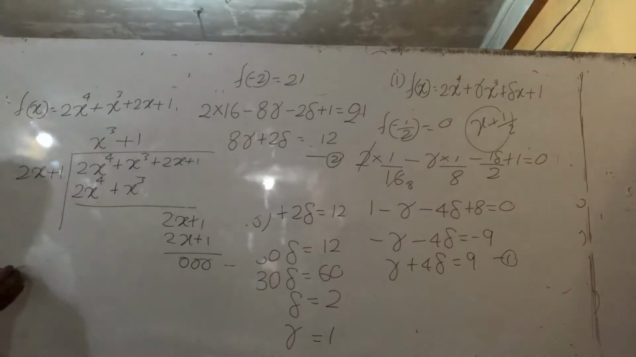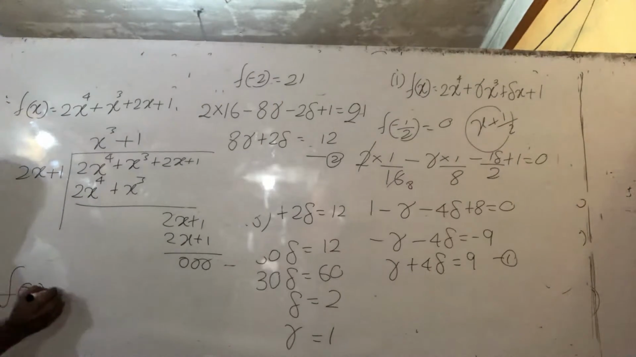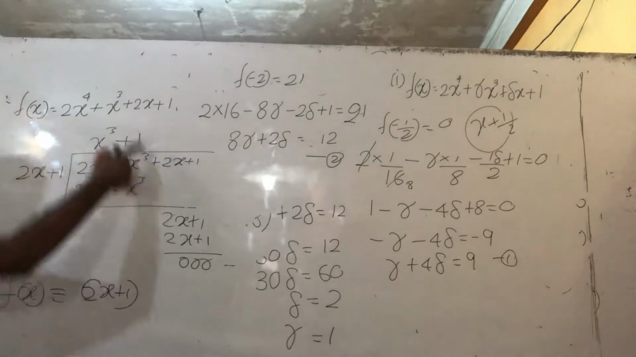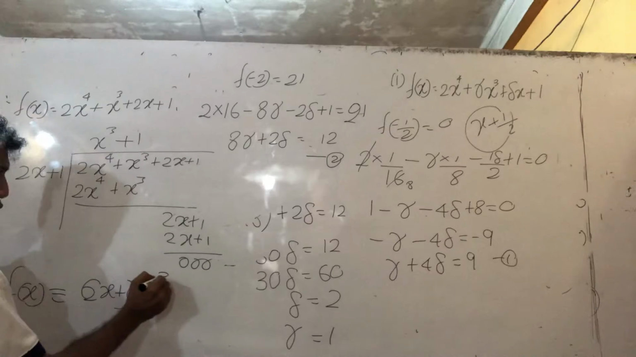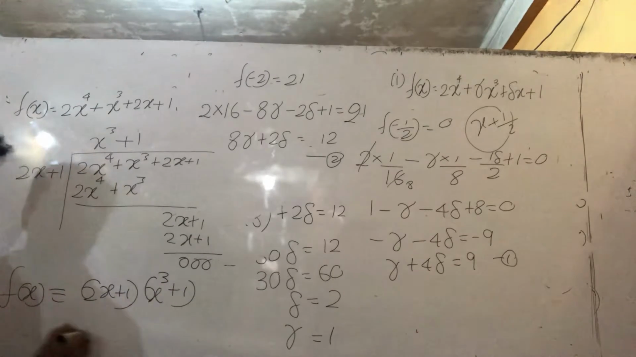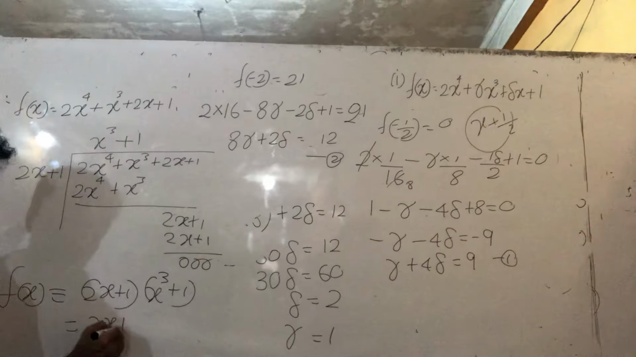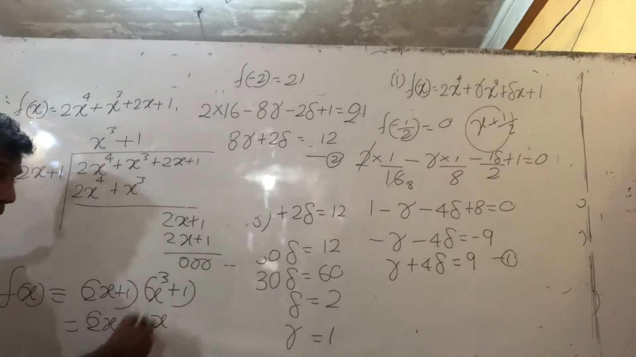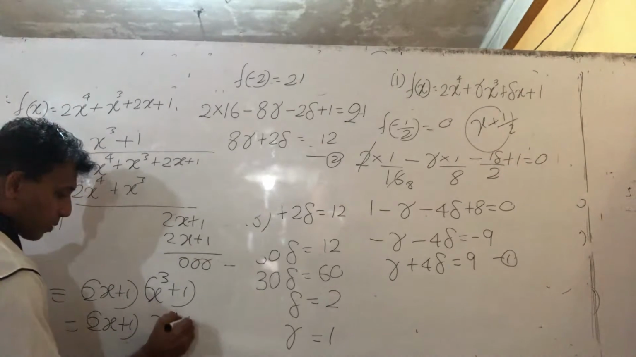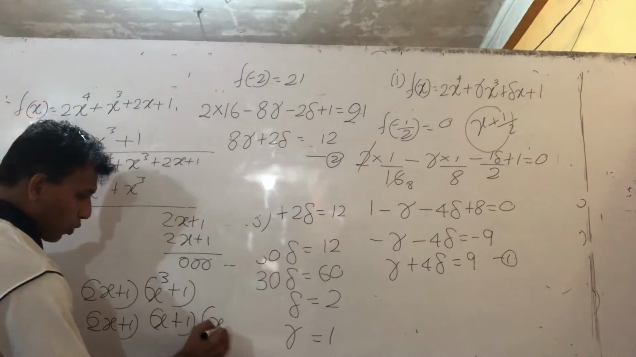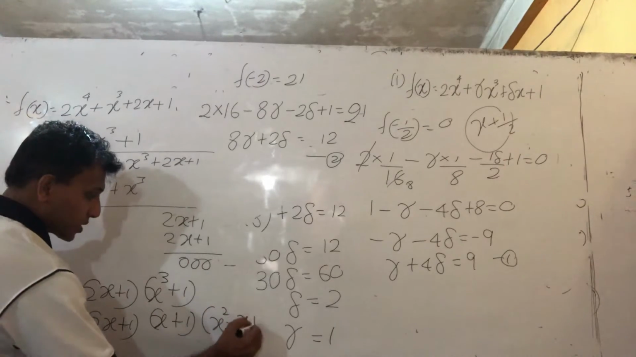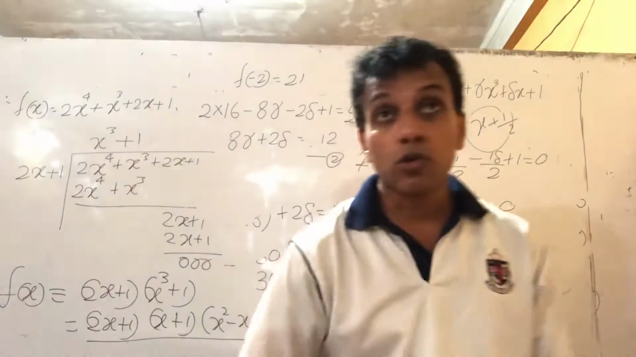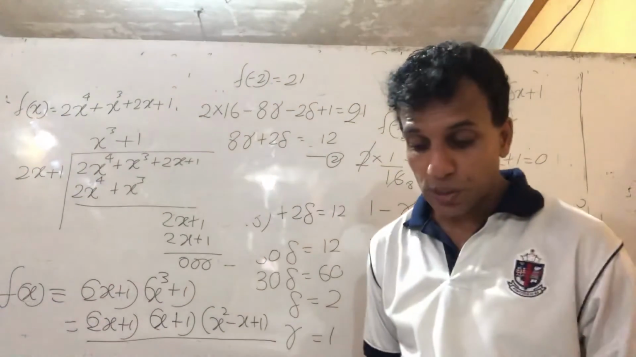Therefore f(x) can be factorized. 2x plus 1 is one factor. The remaining is x cube plus 1, okay? So 2x plus 1, and this factorizes as a cube plus b cube type, right? x plus 1, what is the other one? x square minus x plus 1. Completely factorized. That's the answer for the first part, 2015, my question number 3 in my tute, right?